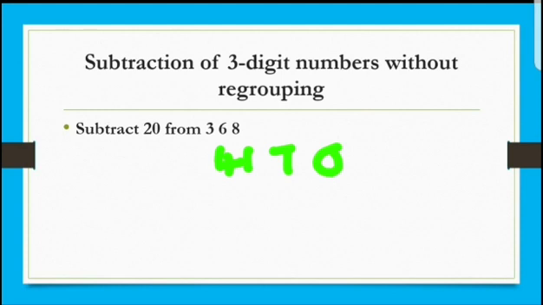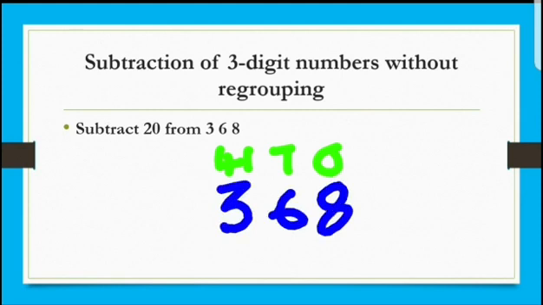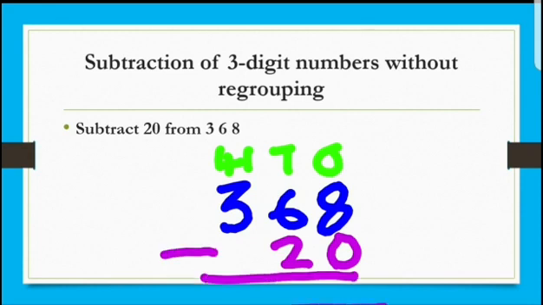Now, from 368. Children, always you will write the bigger number first. So the bigger number here is obviously 368. And now the smaller number is 20. Here children, you can see that at the hundreds place you are not having any digit because it is a two-digit number. So we will not write anything under 3. Simply we will put the subtraction sign and now we will subtract. So here 8 is there and 0. So 8 minus 0 is, yes, you will get the same number.